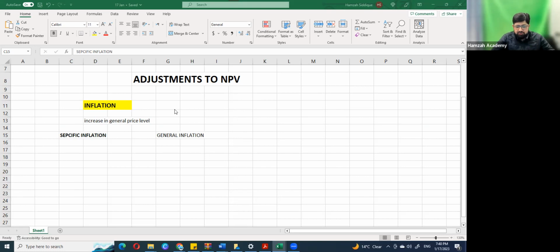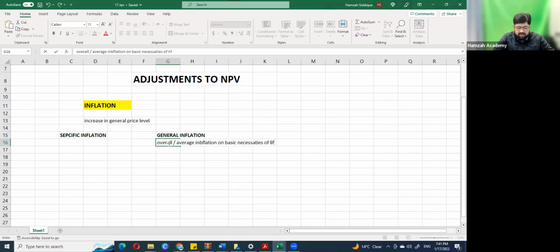Then is the general inflation. General inflation is overall or generic increase, overall average inflation on basic necessities of life. Average inflation, basically it is calculated by the central bank normally.